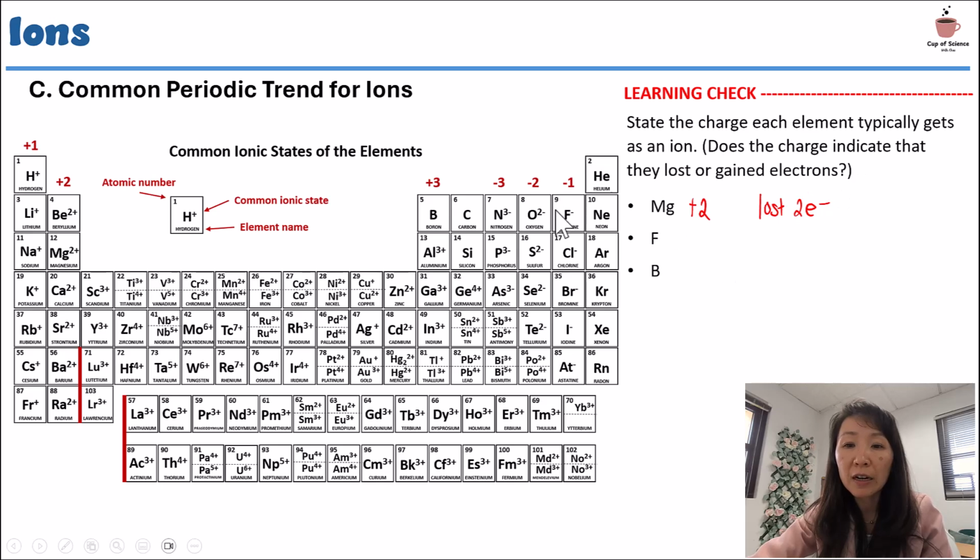Let's try fluorine. Fluorine is here. In its ionic form, it's going to have a -1 charge. What does that mean for losing or gaining electrons? That means it has gained 1 electron. So you try boron and come back and check the key. And here's the key.